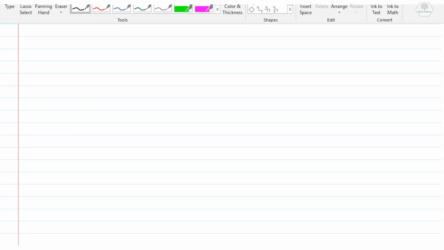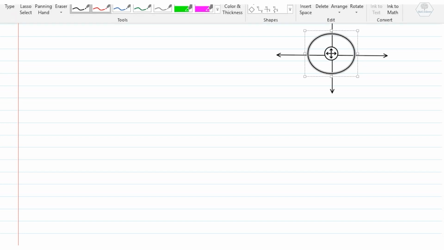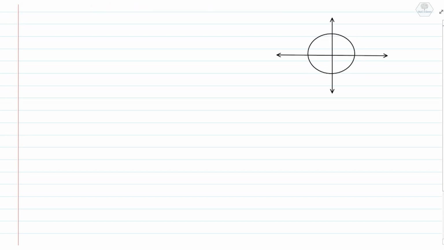So we can start with the unit circle. What does the unit circle say? It is a circle that has the origin at 0, 0 and a radius of 1. If we want to draw our circle, we can move it to the center. So the radius of the circle is equal to 1.